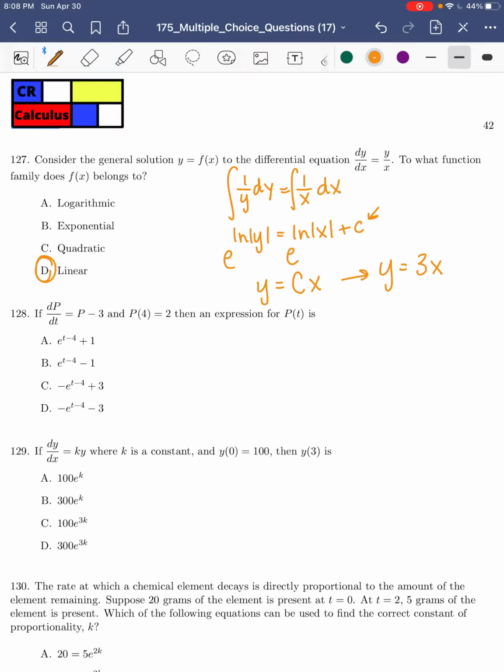Alright, next one is 128. Same thing here again. We're just going to separate our variables. So you should never really add or subtract here, so I'm going to divide by p minus 3. Then I take the antiderivative, so I'm left with natural log of p minus 3. And we don't have to do u sub on this because there's no coefficient on that p. And this is going to equal t plus c.